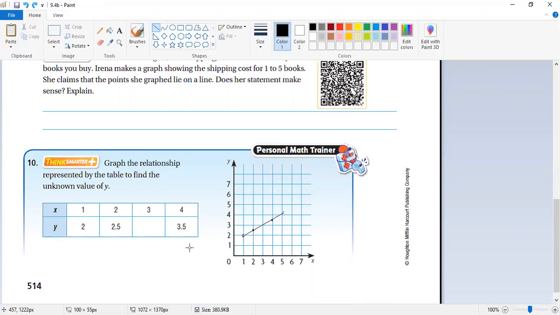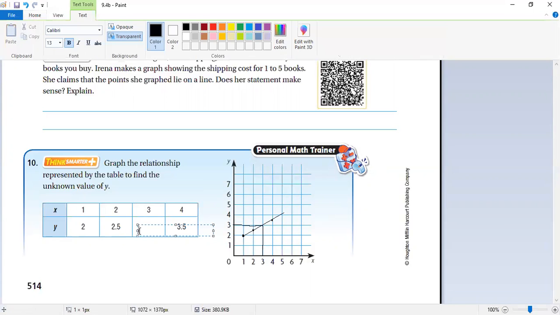Okay, now keeping these 3 points, what is the value of y when x is 3? What do you do? Just go up along 3 until you touch the line which we drew, and then go across and check what is the value of y. So it is 3, which means the value of y is 3.